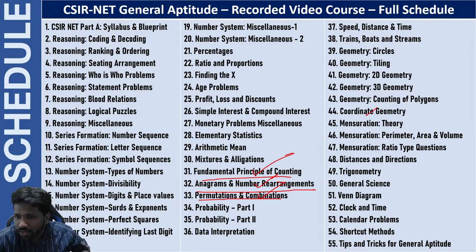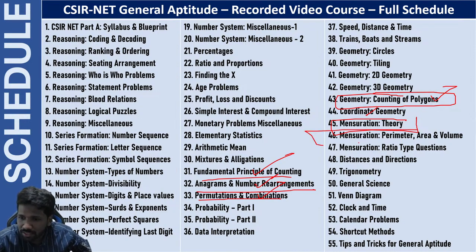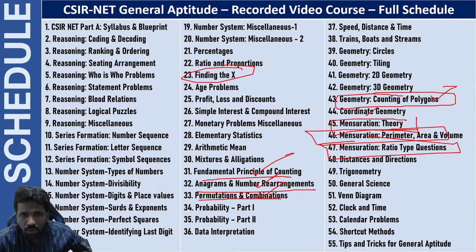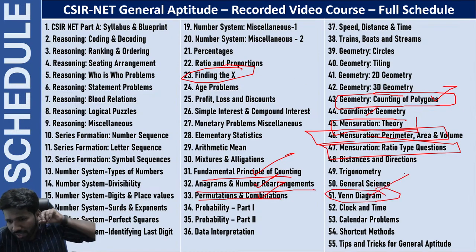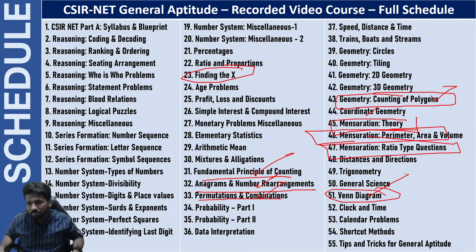Then geometry: we discussed the counting of polygons idea, and that is discussed in a separate lecture. And the mensuration question, the perimeter question, is discussed in 3 lectures on mensuration-related questions. The finding the X chapter we also discussed today, with questions based on that. So all these areas we will be discussing in detail. Syllogism and Venn diagram will be covered in the Venn diagram chapter.